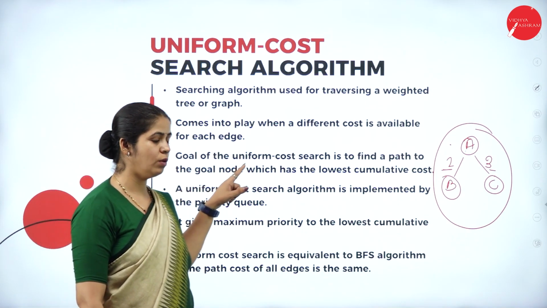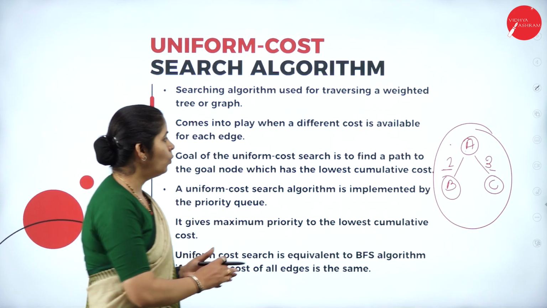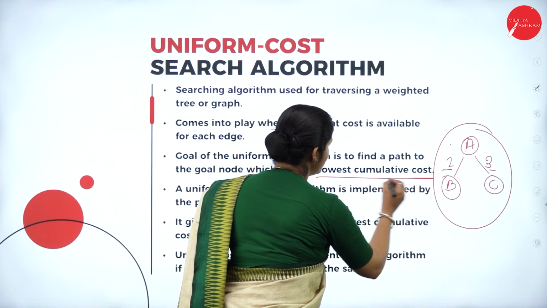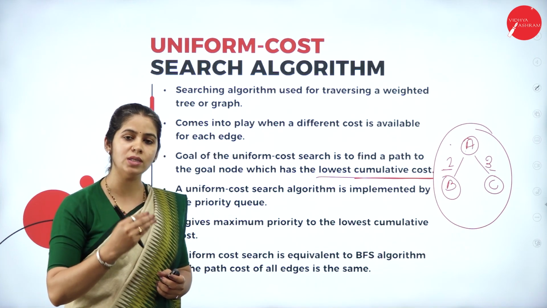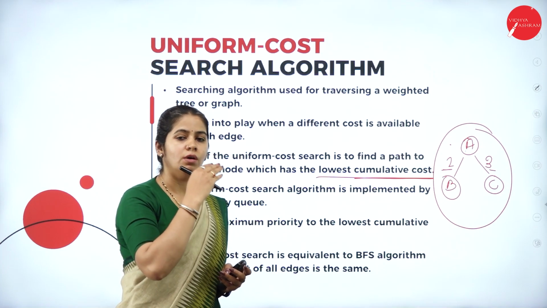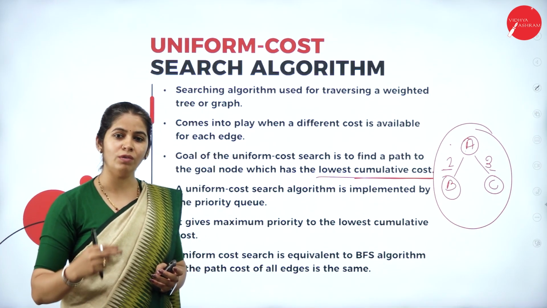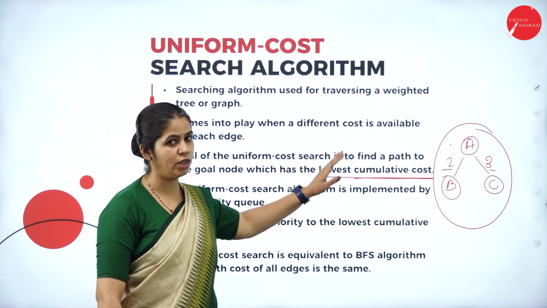The goal of the uniform cost search algorithm is to find what? Find the goal node with the lowest cumulative cost, which is the optimal solution. We consider the lowest cumulative cost as the optimal solution because we are reaching the goal node from the start node with a minimum cost. That is what we call the lowest cumulative cost.